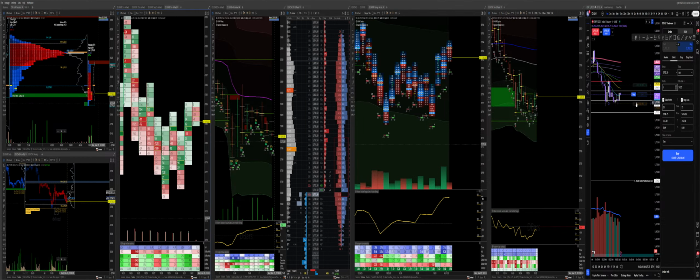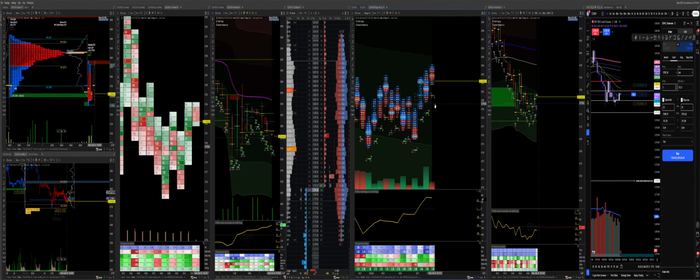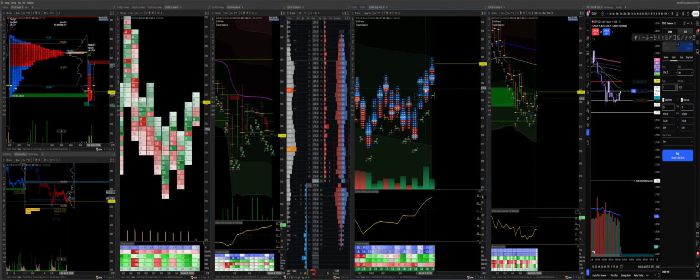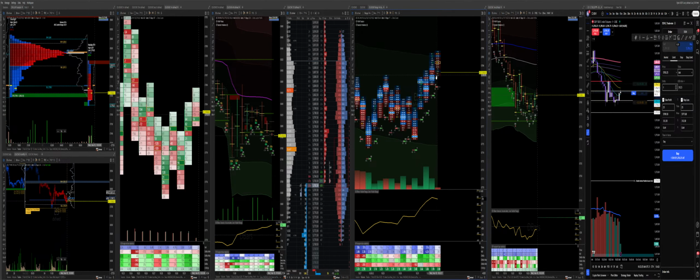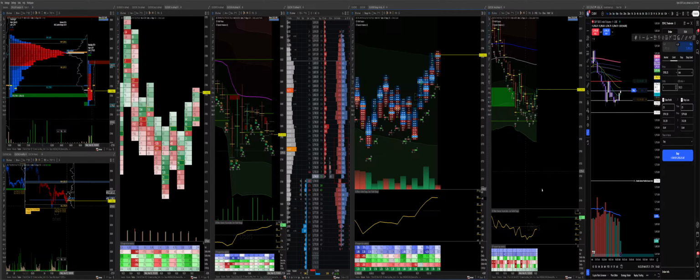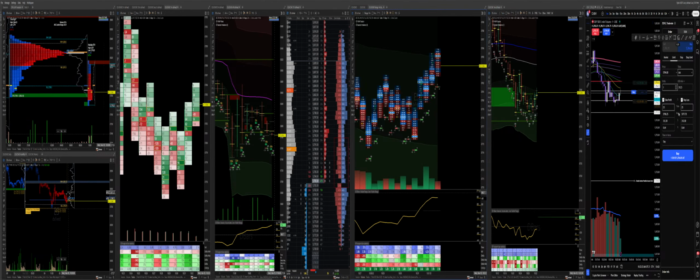I'll be looking to long it here, actually. I'm liking this setup a little bit here, if things line up well, because I like this candle a lot. Will I take it? Will I take it? I'm not gonna take it. No, we're not gonna take it.